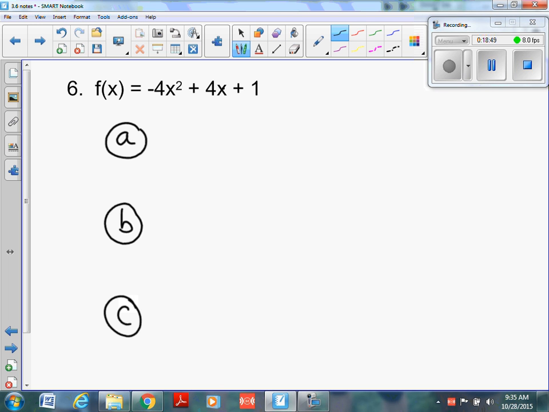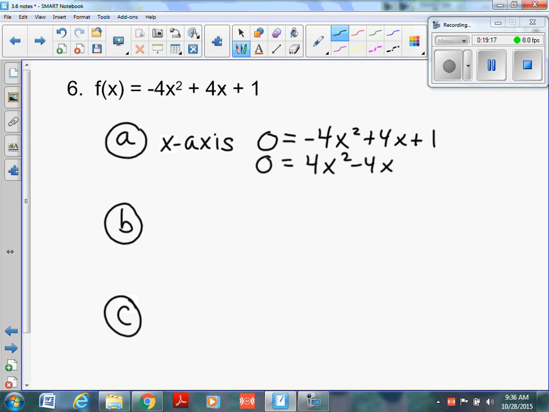So, okay. A, you need to know where it crosses the x-axis at. How do you know where it crosses the x-axis at? You set your y equal to 0 and you solve. Okay, I did this one because that's a negative 4. Sometimes I don't like dealing with the a value negative. I'm going to multiply everything by negative 1, and then I don't have to deal with it being negative. You don't have to, I just did it.